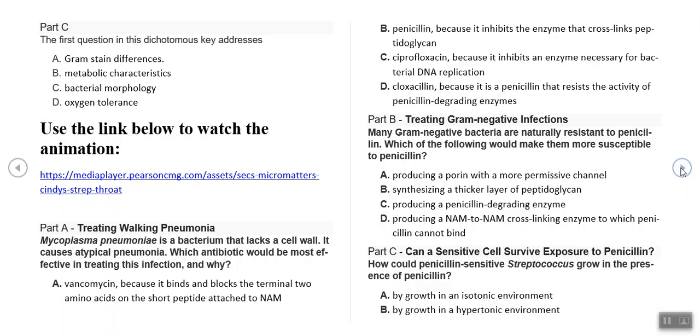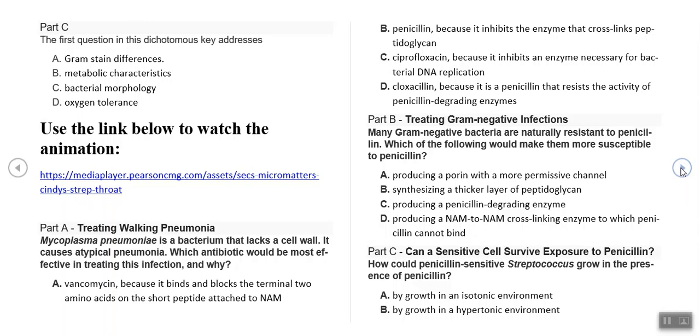All right, so part A, treating walking pneumonia. Mycoplasma pneumonia is a bacteria that lacks a cell wall. It causes atypical pneumonia. Which antibiotic would be most effective in treating this infection and why? Since the question tells us that this bacteria does not have a cell wall, immediately, any of these responses that say they would treat it with a drug that attacks the cell wall is going to be useless. Why? Well, this guy doesn't even have a cell wall.